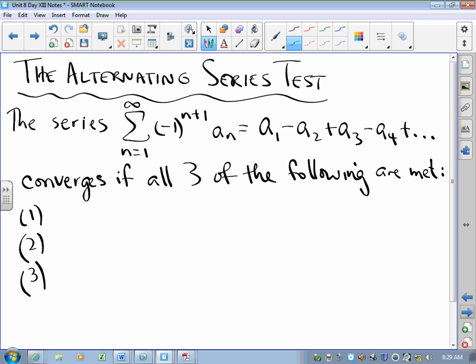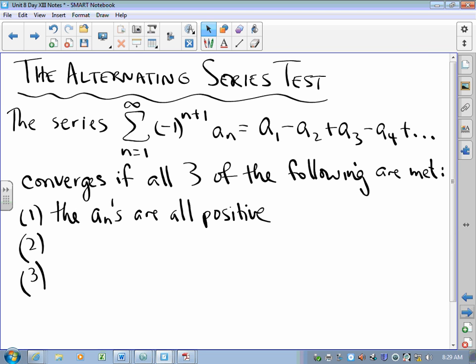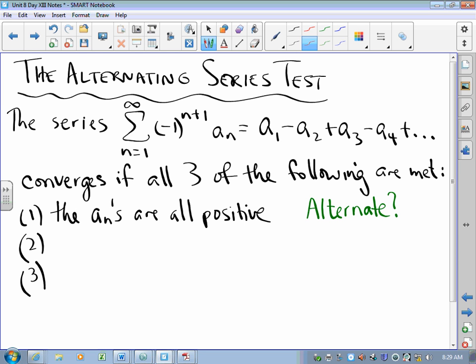Got to have three things for the alternating series test to apply. One, the a sub n's have to be all positive. And the reason the a sub n's have to be all positive is because the series actually has to alternate. That's a question you ask yourself. Do the terms actually alternate? The only way to get alternation with these plus minus is if the a sub n's themselves are all positive.